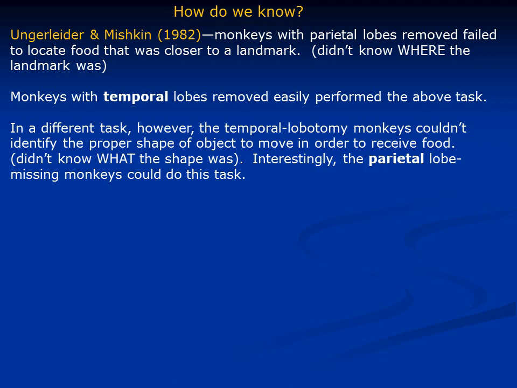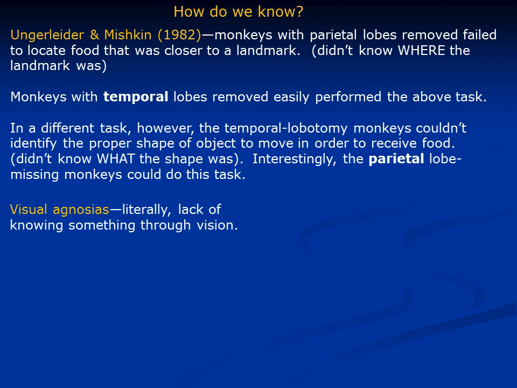Of course, the temporal lobe deals with that ventral pathway, and so that seems to be specific with what or who, that object representation. However, the monkeys missing the parietal lobe could do that task because they had their temporal lobes intact. So hopefully that makes sense to you, and it's a pretty specific functional difference there, what versus where.